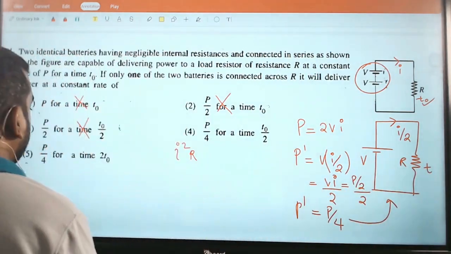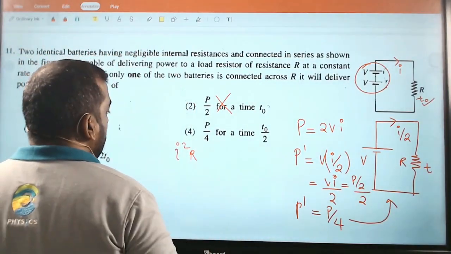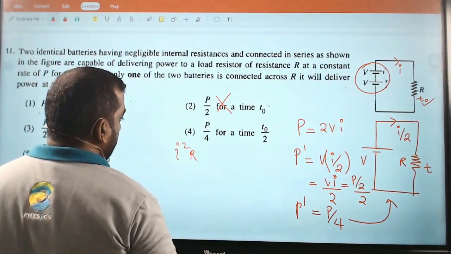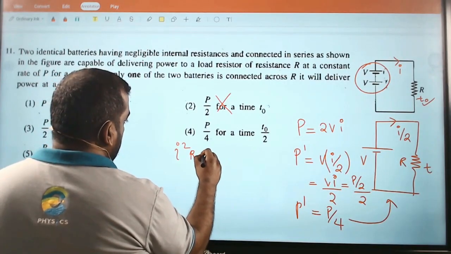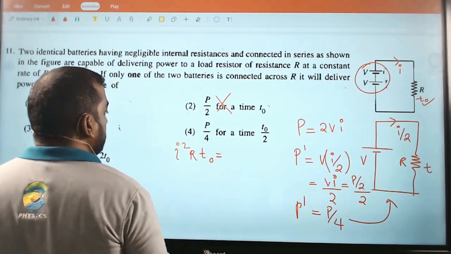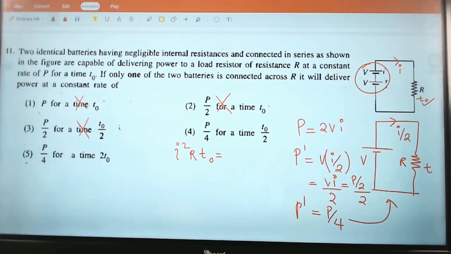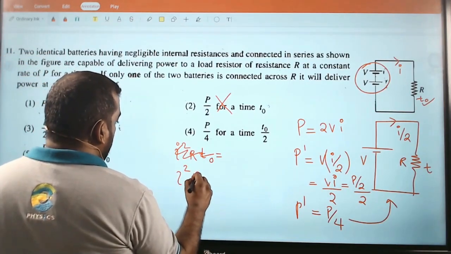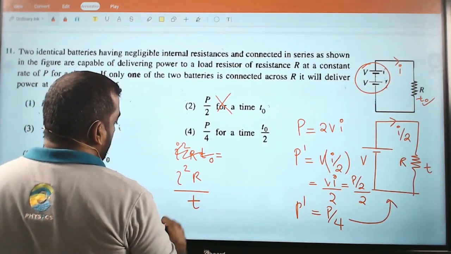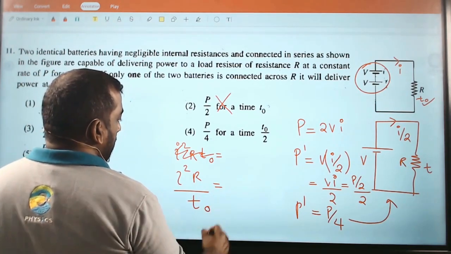I squared into R times T naught is the energy. Energy absorbed or power dissipated, I squared R over T naught. So we will take this I squared R power over time T naught, that is the power given P.